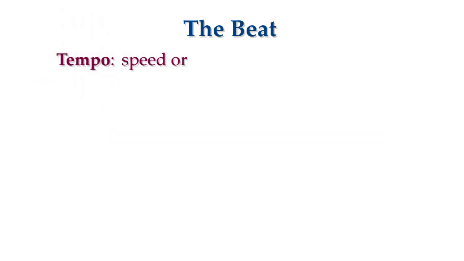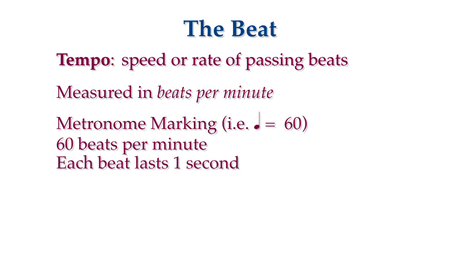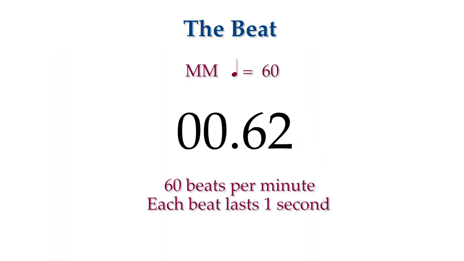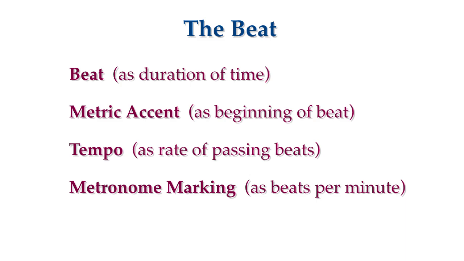The speed of the beat, its rate, or in music, its tempo, is measured in beats per minute. A tempo of 60 beats per minute has beats that last 1 second each. Now we have a more nuanced understanding of the beat level of musical time.